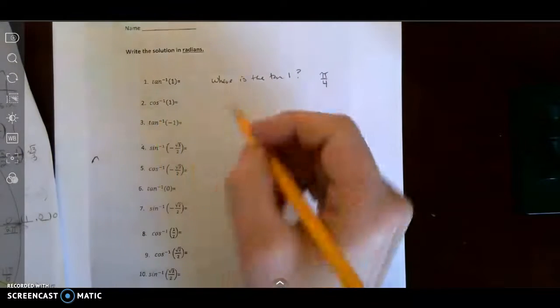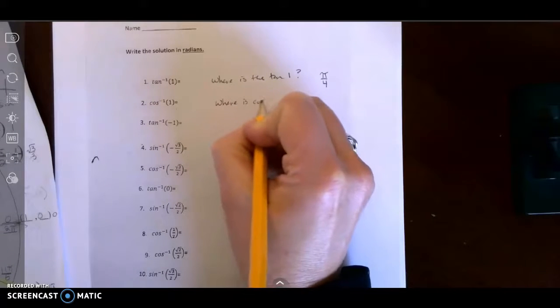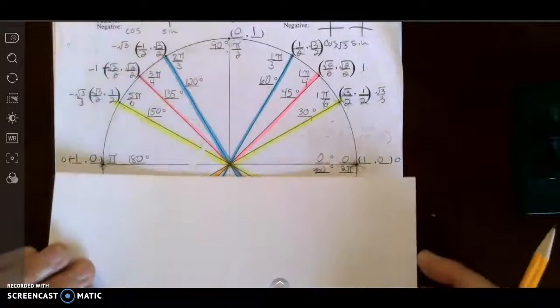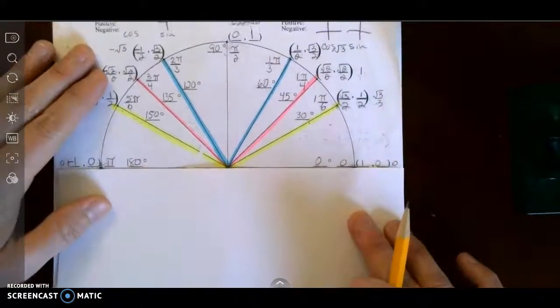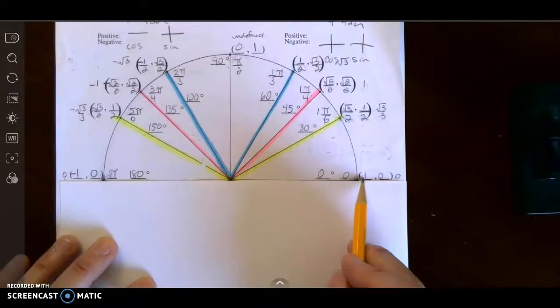Inverse cosine of 1, that's asking where is cosine 1. Cosine is the x-coordinate. Looking on my limited unit circle for cosine, I'm only looking at the top. And I want it to be 1. It happens right there, my x-coordinate, and that's at 0.